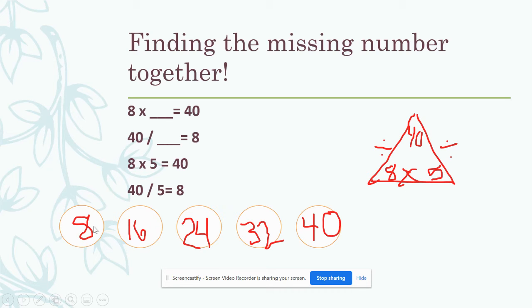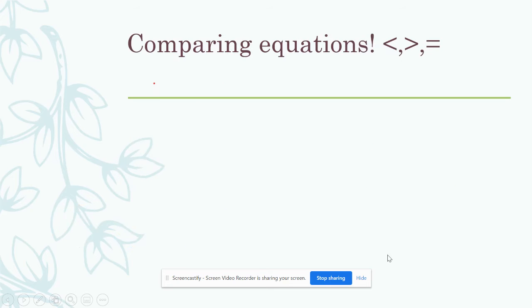Make sure that when we're doing this, we're skip counting, okay? All right, so we're also going to compare equations today. Do you remember Mr. Pac-Man? Right, greater than, less than, equal. So here we have an example.